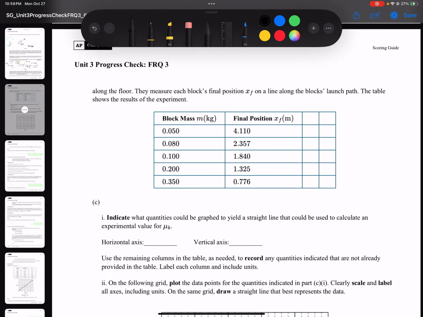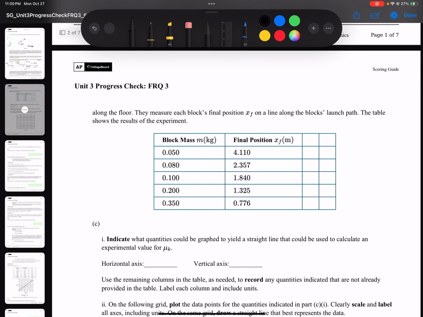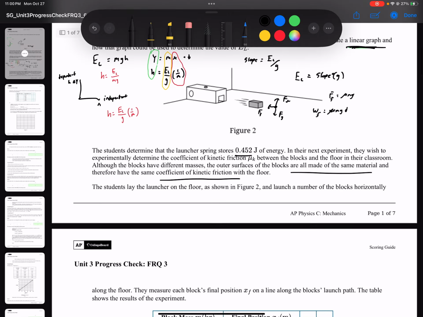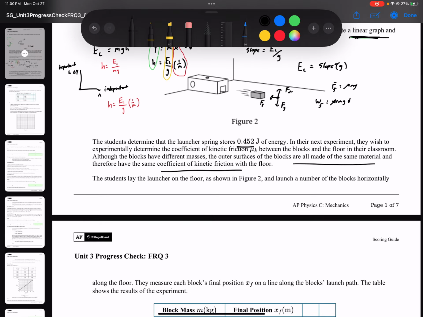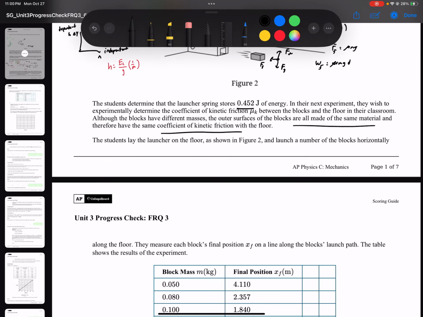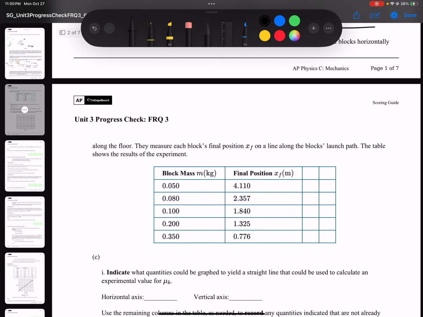So what quantities could yield a straight line to use to calculate experimental mu sub k? So for this, we want to actually set up our equation, right? So our mass is again going to be our independent variable. That's the only thing we're changing. And the thing that we're measuring is the final position, right? So if I want to write this out, I know that the work done by friction is going to equal the change in energy of the block, right?